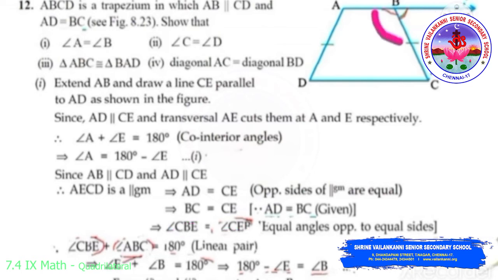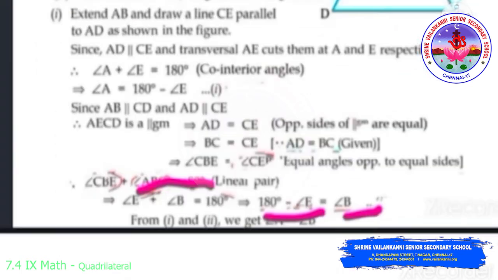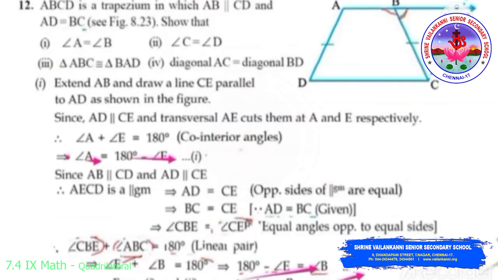By linear pair, we know that angle ABC plus angle CBE is equivalent to 180 degrees. In place of CBE, I am substituting CEB since my CBE is equivalent to CEB. So CEB plus ABC, which I can denote as angle E plus angle B, is equal to 180 degrees. Taking E to the other side, I will be getting angle B is equal to 180 minus E. In the previous step, we got angle A is equal to 180 minus E. Now you got angle B is equal to 180 minus E. Since both are equivalent to 180 minus E, I can say that angle A is equivalent to angle B.